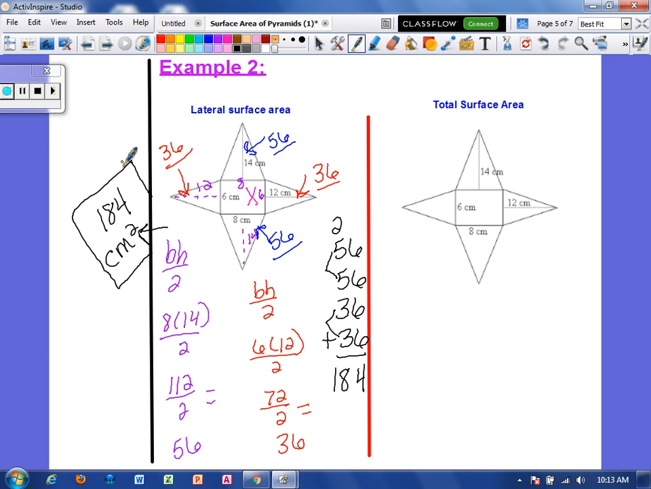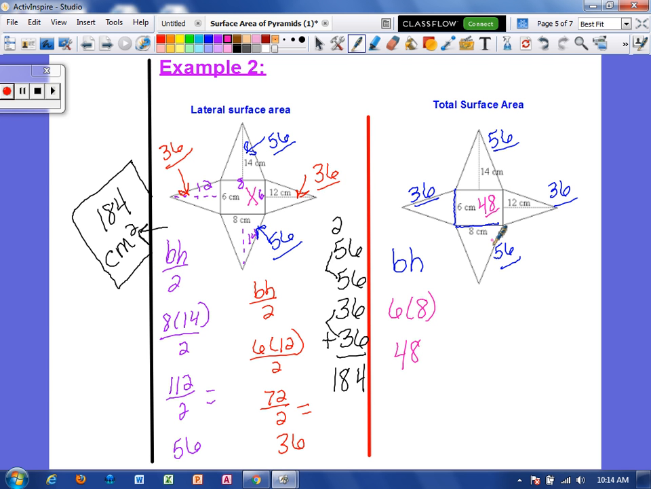All right, now for total surface area, we're including the base. And we already know the area of each triangular face, so I'm just going to write that on there. So we've got 56 here, 56 here, 36, and 36. All right, so we have a rectangular base. So the area of a rectangle is base times height. So we've got a base of 8 and a height of 6. So that would just be 6 times 8, which equals 48.